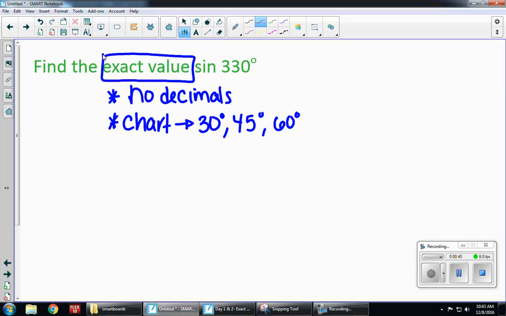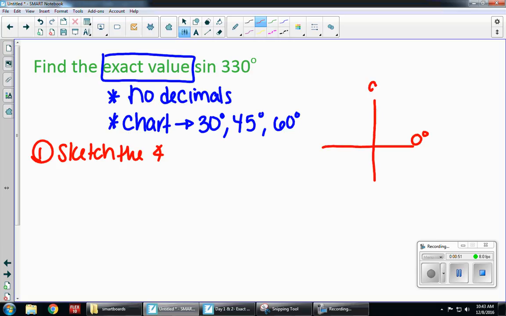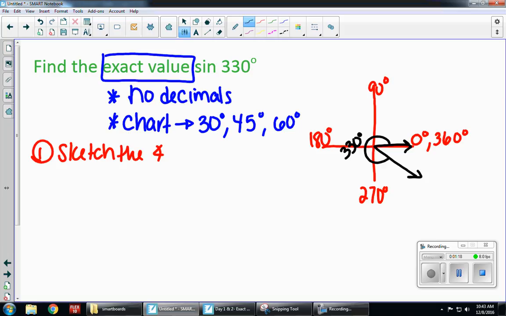So the first thing I'm going to do is sketch my angle. So 330 degrees, we start at 0, 90, 180, 270, and then 360. So 330 degrees is between 270 and 360, so it's going to be in the fourth quadrant. So I draw my initial side always on my positive x-axis, and then here's my angle of 330 degrees.